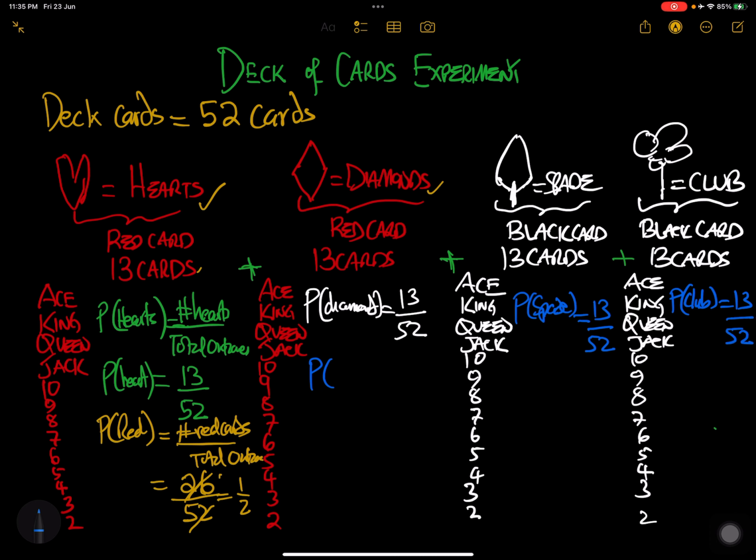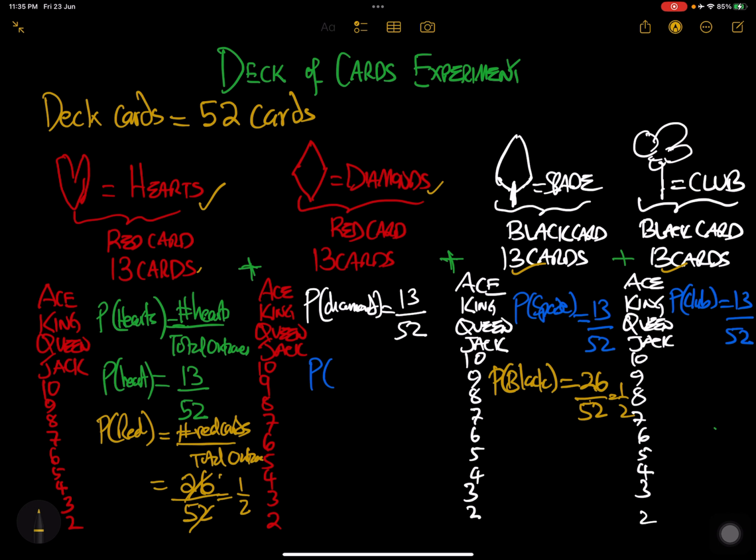All right. Now, what about if we are being asked to calculate the probability of drawing a black card? It's going to be, how many black cards are there? There are 26. There's 13 and another 13, divided by the 52, which is half. I hope you can see what is going on.